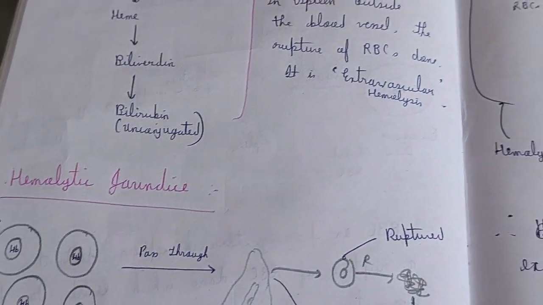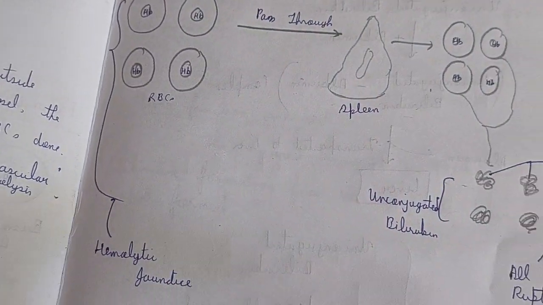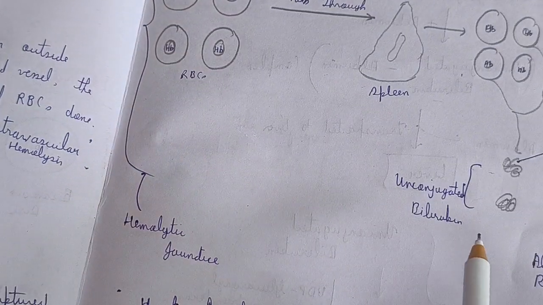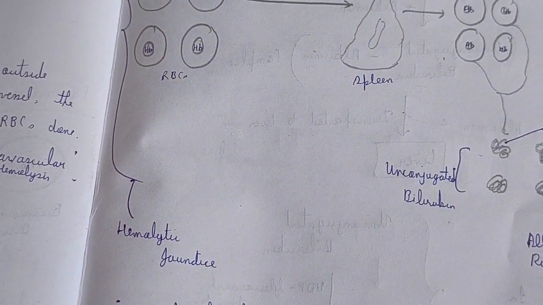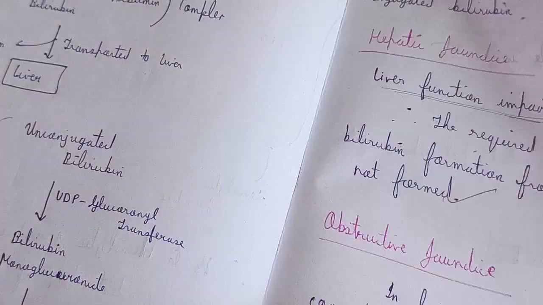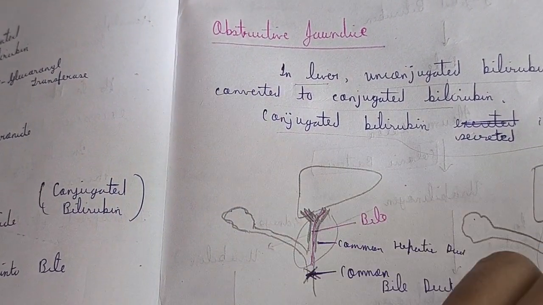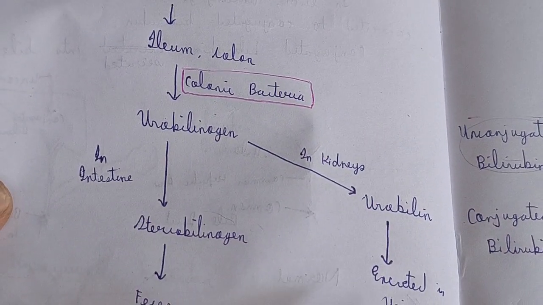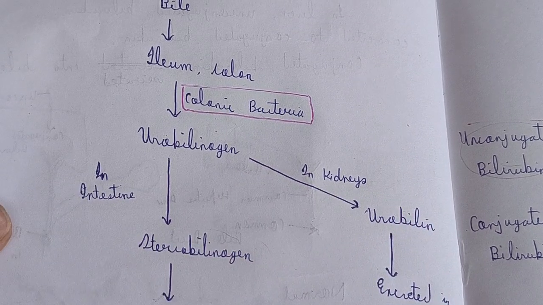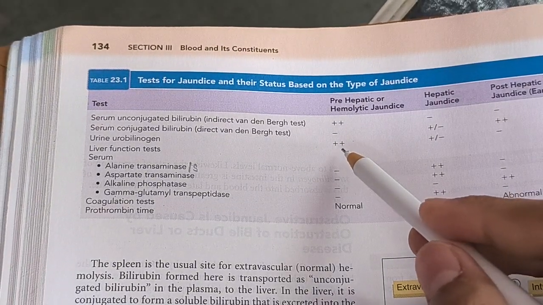So friends, now you have to see that in hemolytic jaundice there is excessive production of unconjugated bilirubin, but not all unconjugated bilirubin will be converted into conjugated bilirubin, only some will be. Since liver function is normal, this conjugated bilirubin will go into the bile, and in the intestine it will be converted into urobilinogen, stercobilinogen and urobilin, and this will appear in the urine. So therefore it is written that the urobilinogen test is positive.